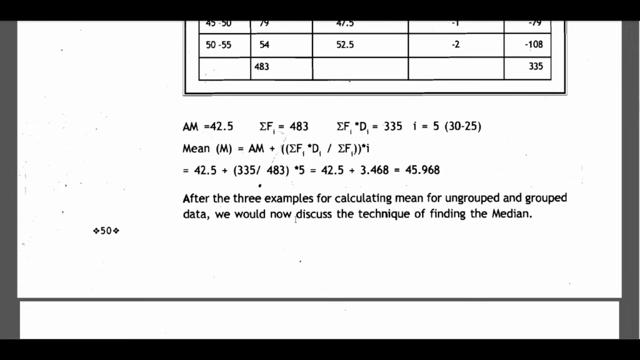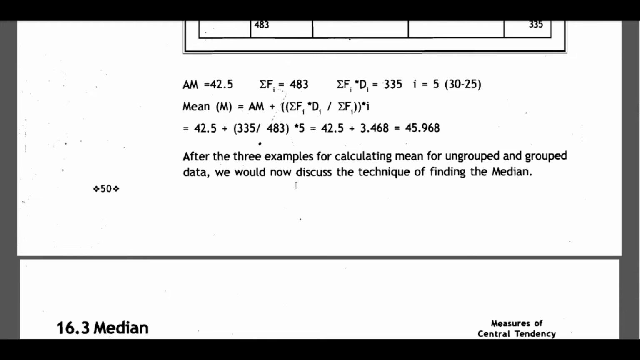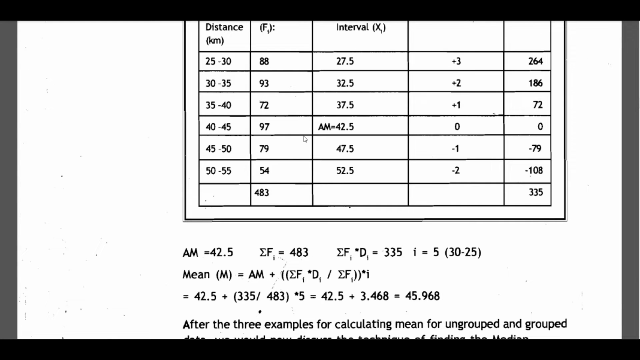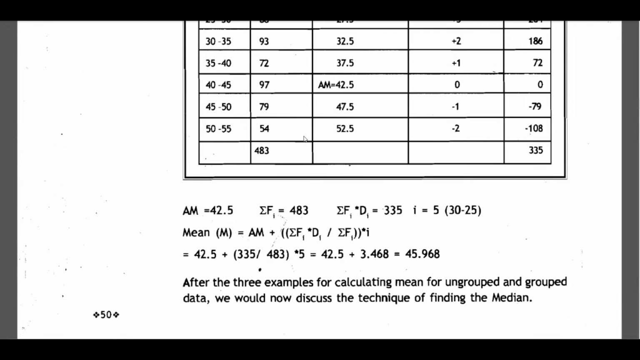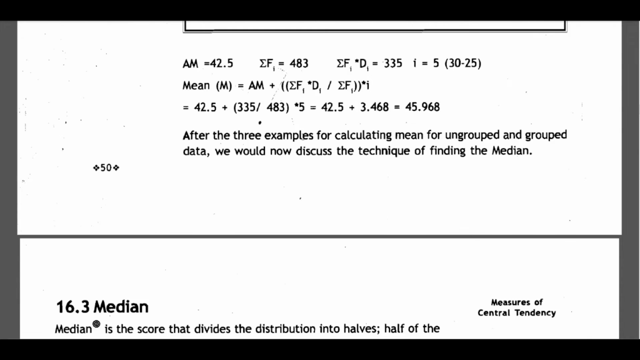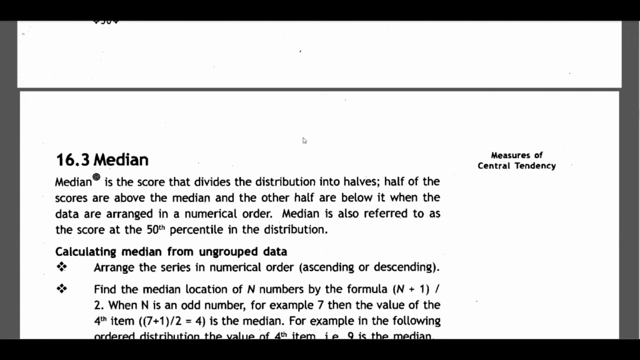After 3 examples of calculating mean for ungrouped and grouped data, we would now discuss the technique of finding the median. So for the mean value, we have seen 3 different types of examples of how we calculate it and have worked on them. You can go through this again, and you will get more understanding.